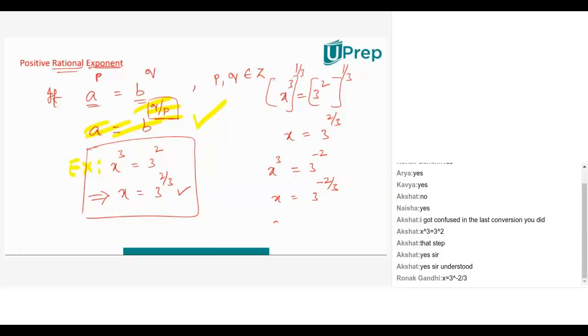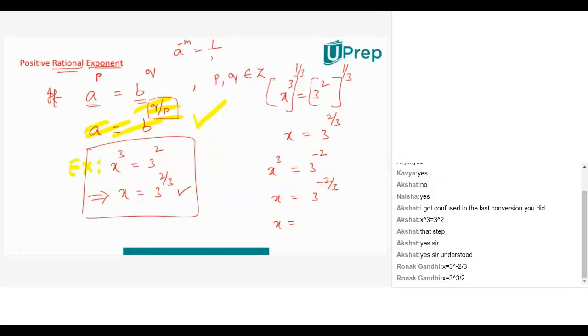So that 3 will still remain the same. But if we want to write this as a value, x is equal to 3 to the power of minus 2 by 3. We know a to the power of minus m is nothing but 1 by, tell me, what is a to the power of minus m? A to the power of minus m is equal to 1 by a to the power m. Wonderful. A to the power of minus m is 1 by a to the power of m.